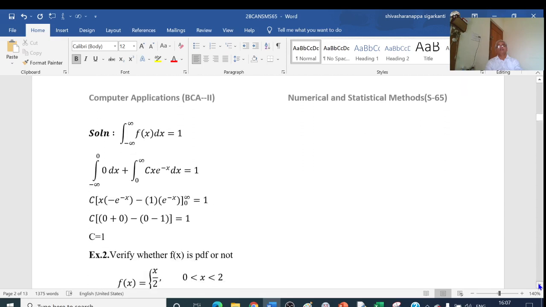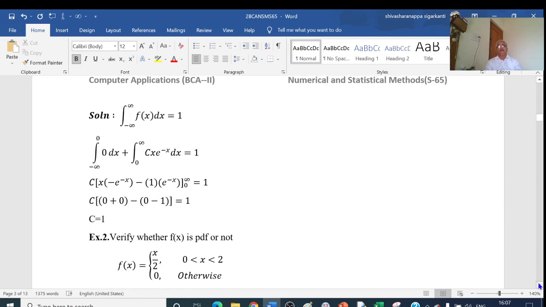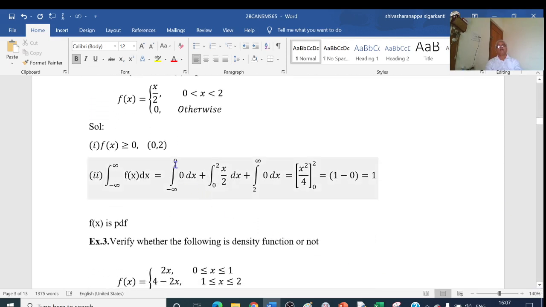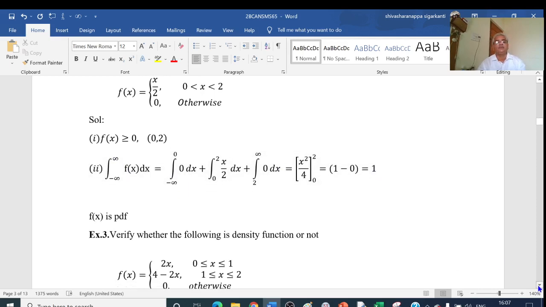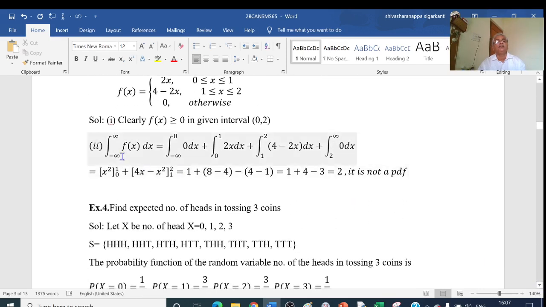The corresponding answer. The first question, we get C value equal to 1. And second question, we verify whether PDF or not, f(x) greater than or equal to 0. Here we are getting the integral from minus infinity to plus infinity of f(x) equal to 1. Therefore, this is a PDF. And the next question is also similar. f(x) is greater than or equal to 0, and this integration from minus infinity to plus infinity we are getting equal to 2. Therefore, it is not a PDF. This must be equal to 1.